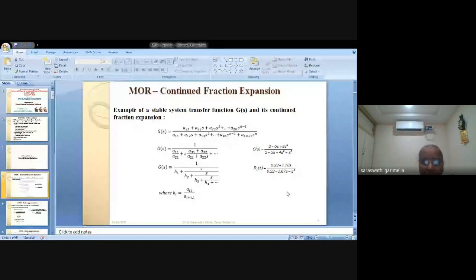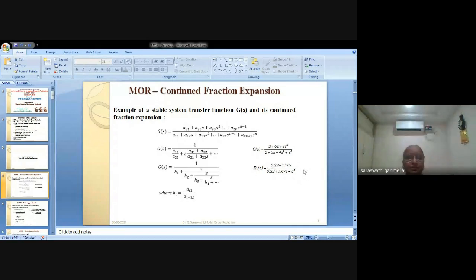1.67 minus s square means there is a pole in the right half of S plane. The original system is a stable system, because I haven't noted all those things, because then my slides will be around 200. So I can say that all poles are in the left half of S plane for the original system, but in the reduced order model, it has been observed that at least one pole, or two poles, are in the right half of S plane. That has been identified by some of the researchers.